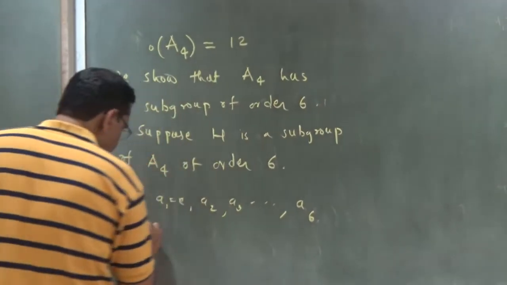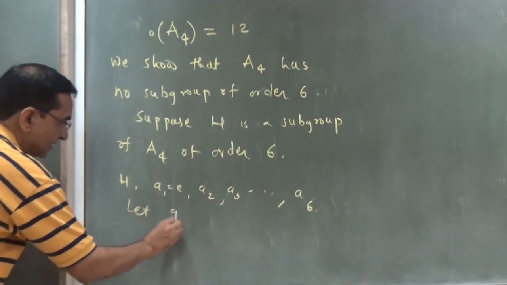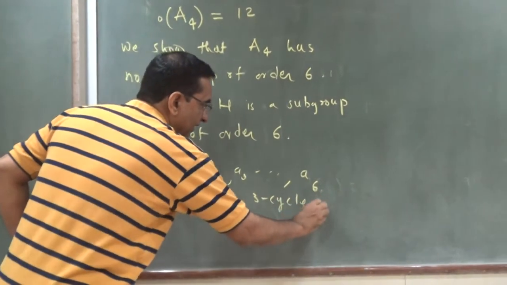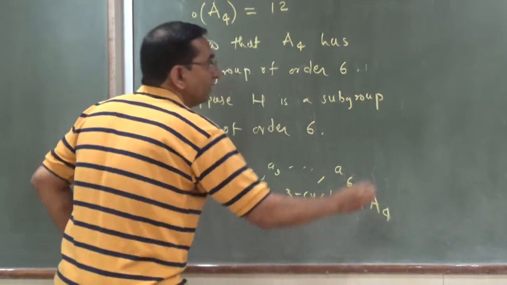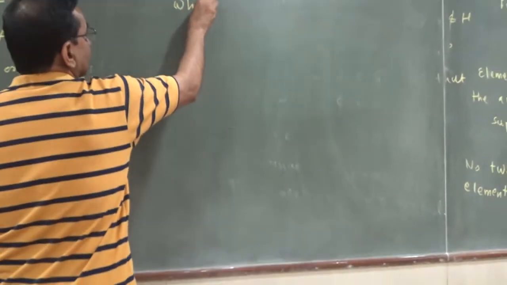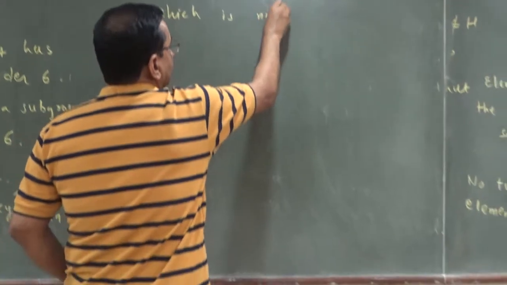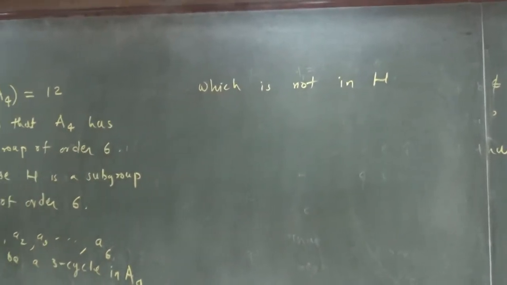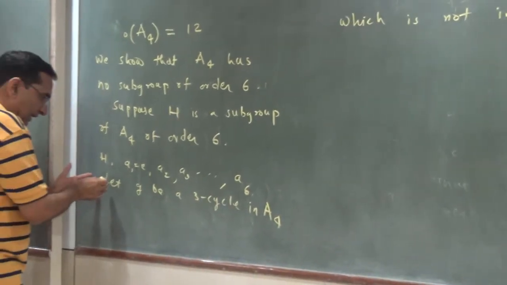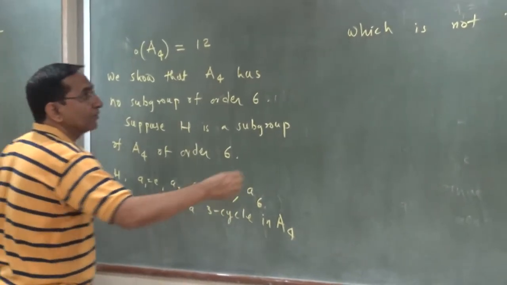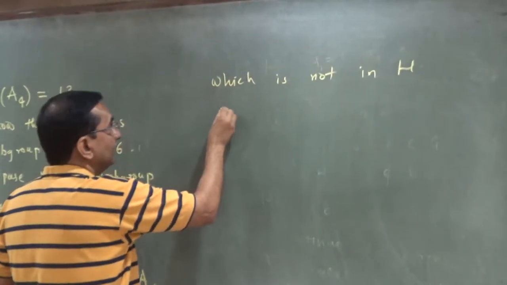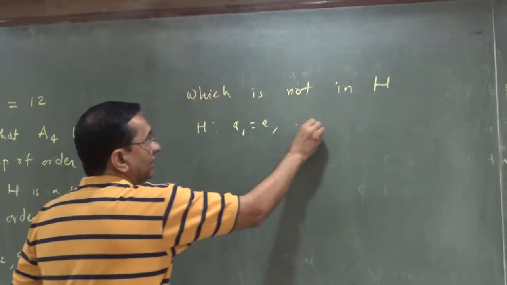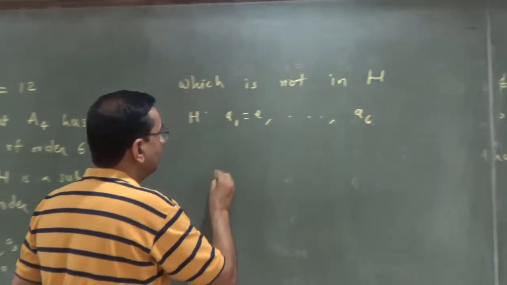So let G be a 3 cycle in A4 which is not in H. Then that precisely will form the other row in that array. So one row was, we had elements of H, that is A1 equal to identity and so on, A6.